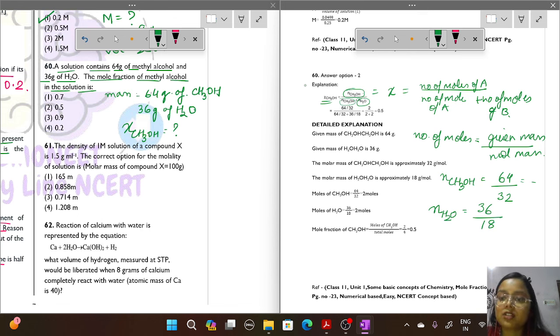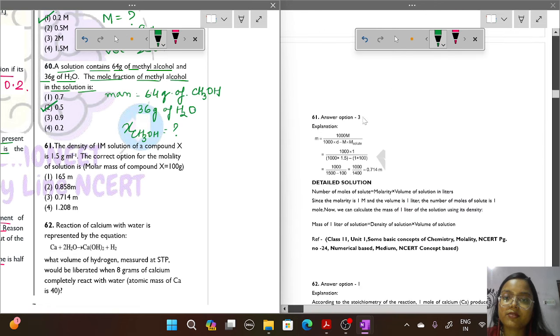Okay, so now we can easily calculate this by the formula. Number of moles of CH3OH is 64 by 32, divided by total number of moles, 64 by 32 plus 36 by 18, which will be 0.5. Okay, so 0.5 will be the correct option for question number 60.